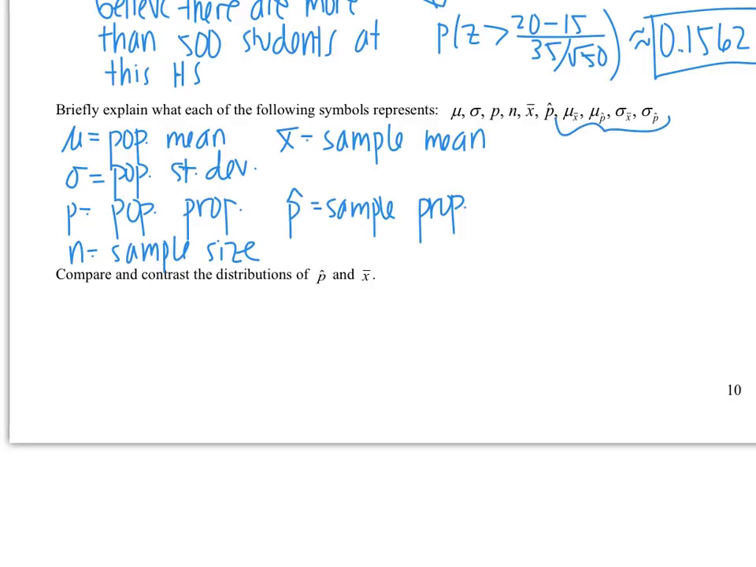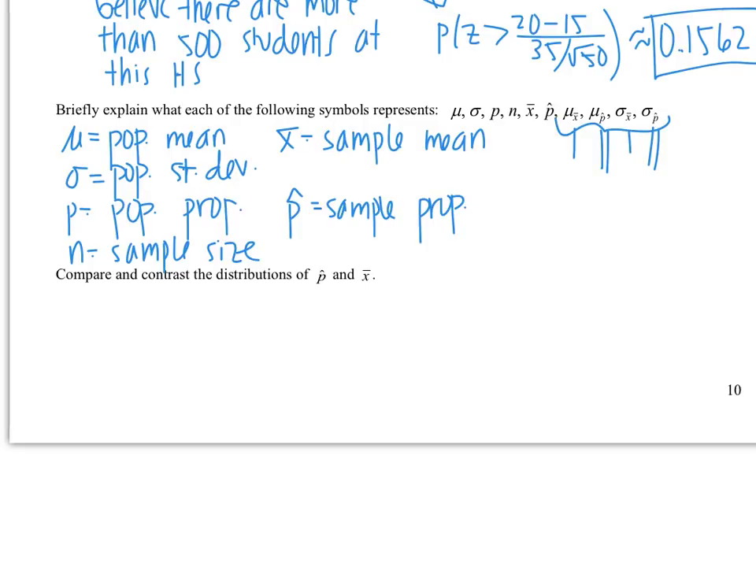So if I found every single sample mean, or the sample mean of every sample, or if I found the sample proportion from every sample and I graphed them, that would be the mean and the standard deviation of sample mean. That would be the mean and the standard deviation of sample proportion. So it's very important that we pay attention to those symbols and that we use the correct symbols and that we know what they mean.